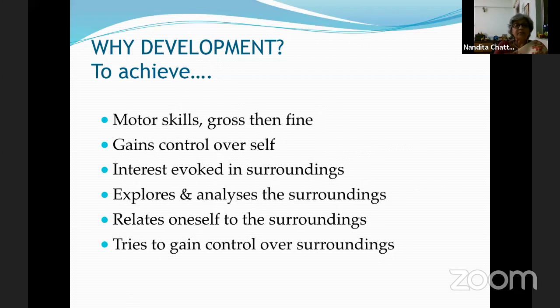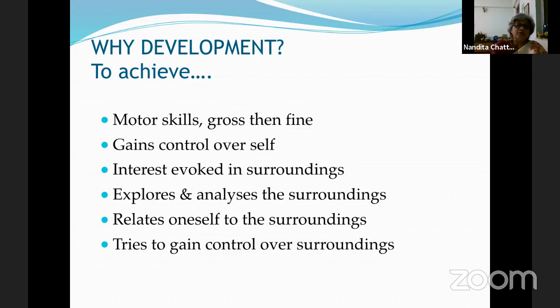So all this development is happening. Why? Why does a 6-month-old baby need to develop? Growing in size and shape could have been enough, but no. What is it that the child needs? The child needs to acquire skills, motor skills, which may be gross motor skills and fine motor skills, by which he will gain control over his self. As I told you in the definition, it is first control over the self.